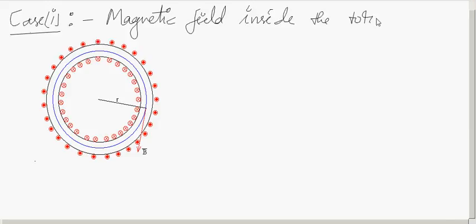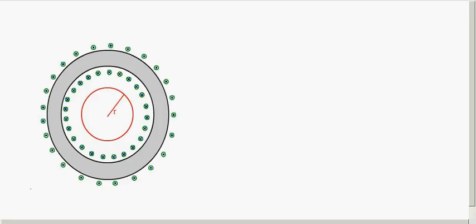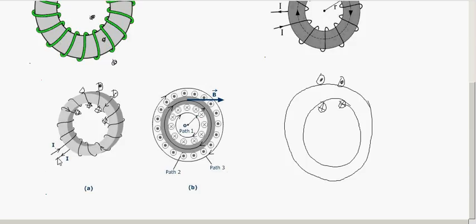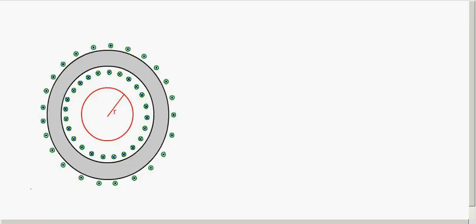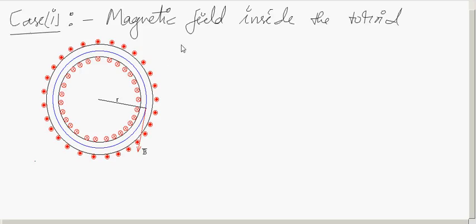Inside the toroid, we have already marked the current as I. So the current entering one end is I. And let the toroid have n number of turns. Let n be the total number of turns in the toroid.